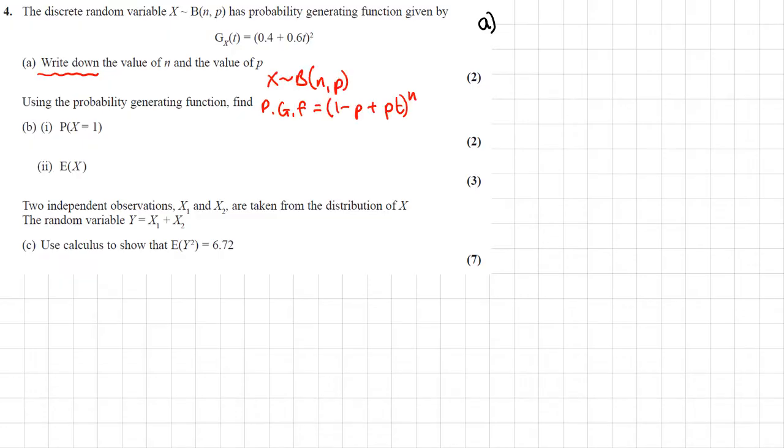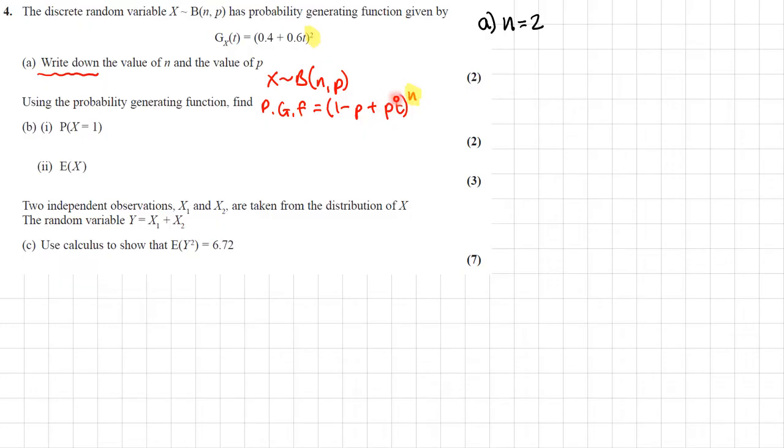Now, from the formula book, it just tells us that if x is a binomial distribution with n and p, this is how its probability generating function is given: 1 minus p plus pt to the power n. Now all we need to do is to match those values up, so I can see n is 2. It matches up, doesn't it? And so I can write down n is equal to 2. And it doesn't need any rearranging or anything because it's in this format.